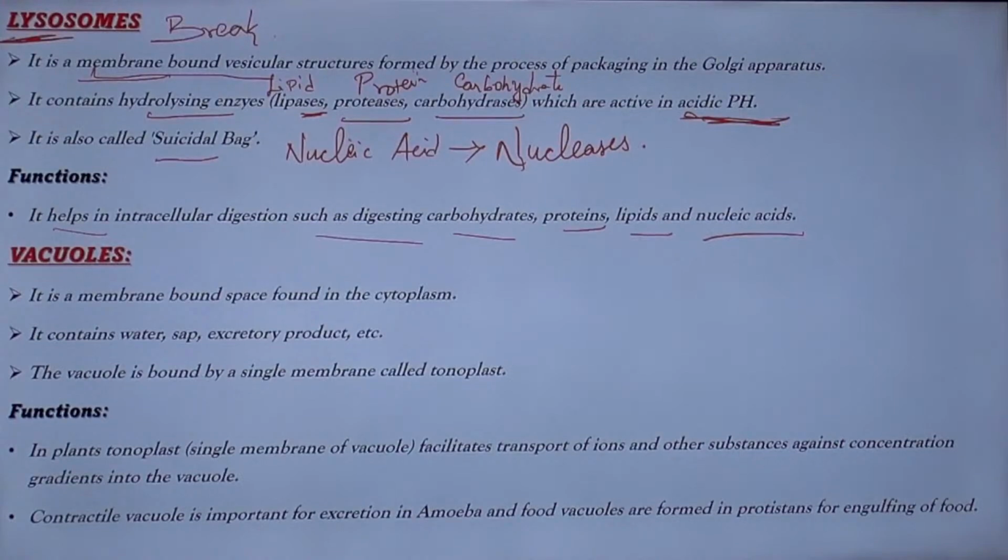And then after lysosomes, vacuoles. So what are vacuoles? A bag-like structure. It carries waste, and also substances like water, minerals, nutrients and other materials. This vacuole is a membrane bound space found in the cytoplasm.